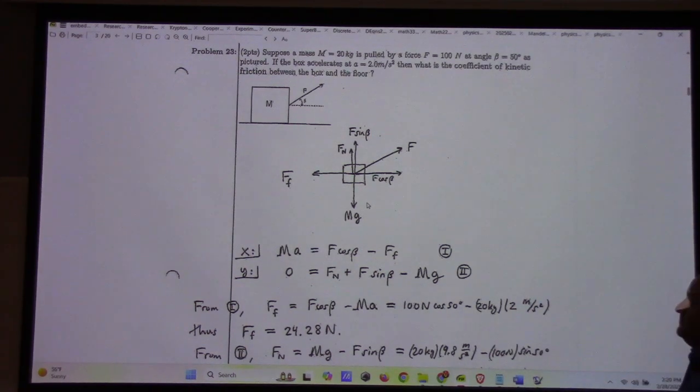But anyway, so the next one here, we have a mass, 20 kilograms, pulled by a force of 100 newtons at an angle 50 degrees above the horizontal as pictured. The box accelerates at 2 meters per second squared. What's the coefficient of kinetic friction between the box and the floor? Let's see here. So we're not given the coefficient, are we? So we have to figure it out.